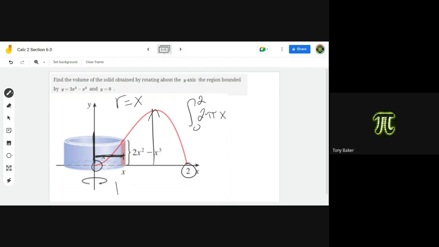And then the other piece of information I need is my height. So we're looking at it from the x-axis up to the function. So in this case, my height is 2x squared minus x to the third. So we're going to multiply this by 2x squared minus x to the third. And then my thickness is dx.